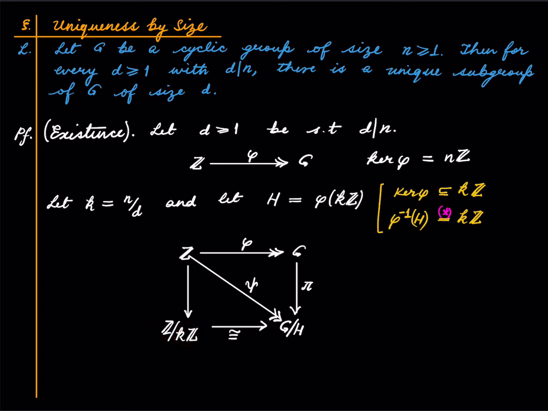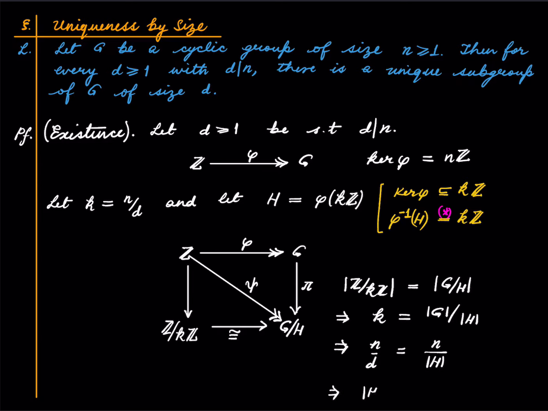And now, by this isomorphism, we have in particular that the size of Z mod kZ is equal to the size of G mod H, which implies k equals the size of G divided by the size of H, which implies n by d equals n by cardinality of H, which implies cardinality of H is d. And that's it. So this is why we chose k as that.